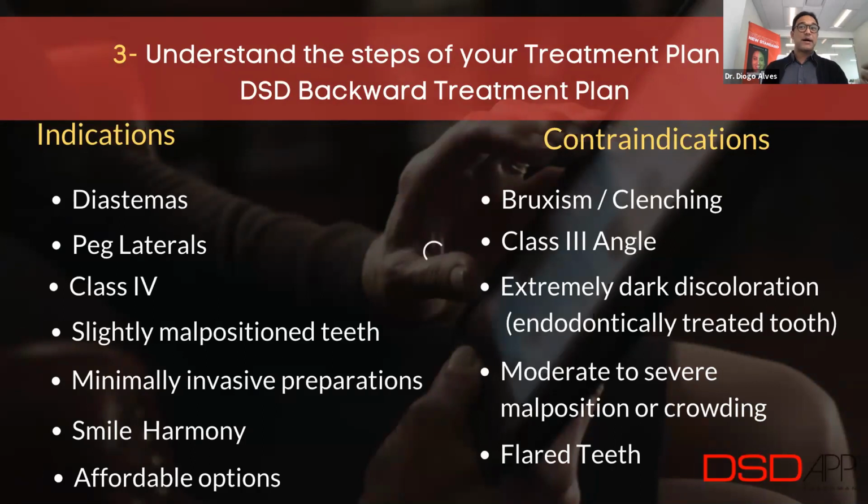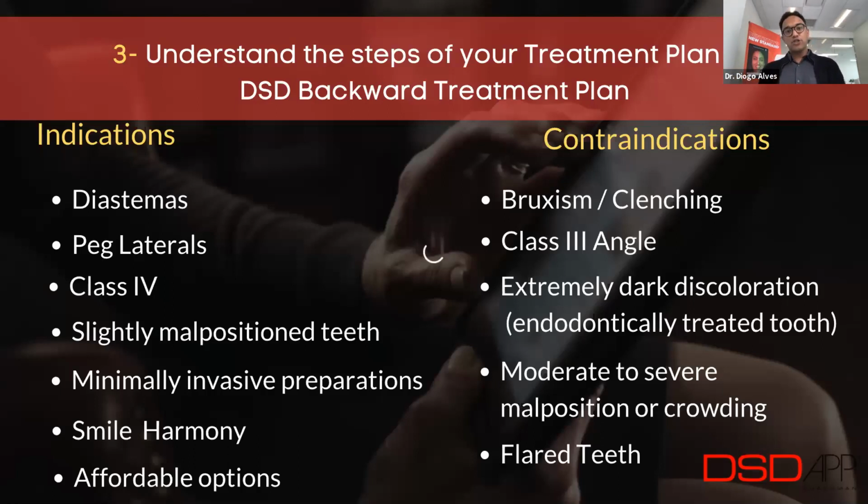So patients with diastema, with peg laterals, patients with a class 4, patients who have slightly malpositioned teeth, or patients who just need a minimally invasive prep, or patients who just need a smile makeover, just to change the harmony of their smile to combine it better with the facial structures of that patient, and patients who are also looking for an affordable option. So those are the main indications. So when you have patients like that, you can start doing the composite veneers right after.